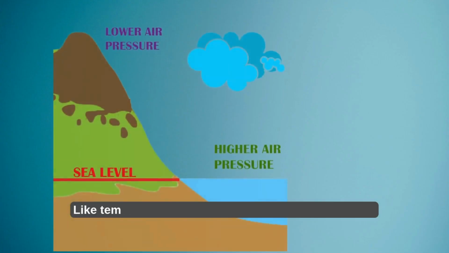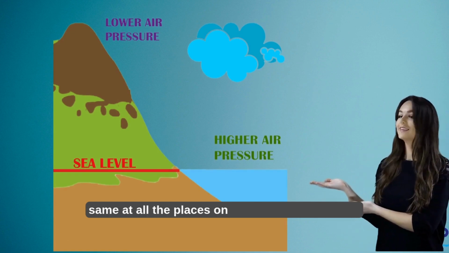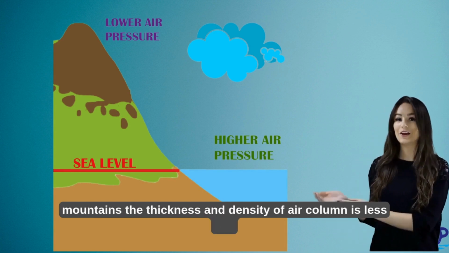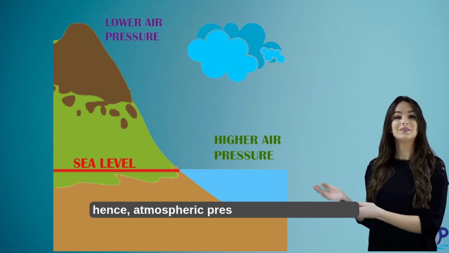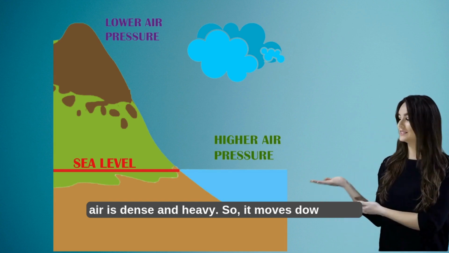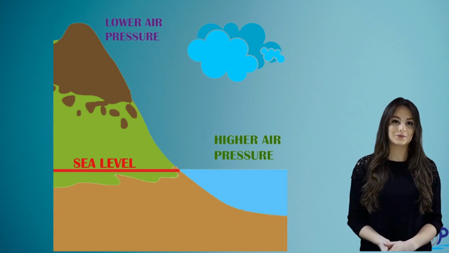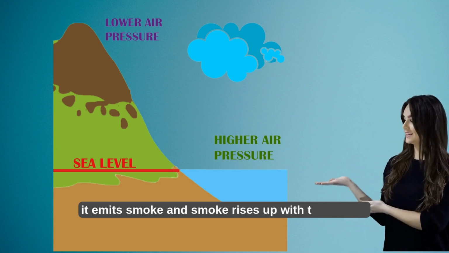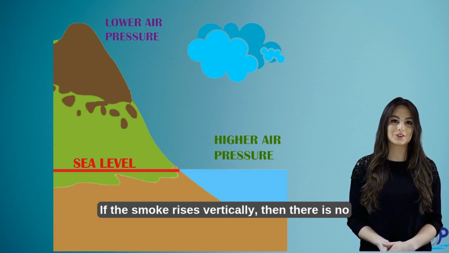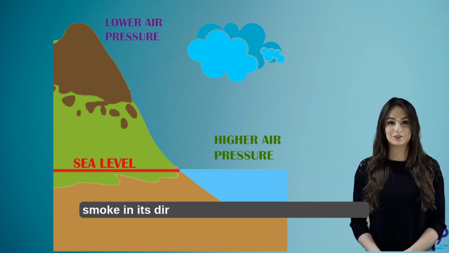Air pressure. Like temperature, the atmospheric pressure is not the same at all the places on the Earth's surface. On the mountains, the thickness and density of the air column is less, and hence the atmospheric pressure is also less. Cold air is dense and heavy. So, it moves downwards, while hot air rises up. When we burn a substance, it emits smoke and the smoke rises up with the hot air. If the smoke rises vertically, then there is no wind. When there is the slightest wind, it carries the smoke in its direction.